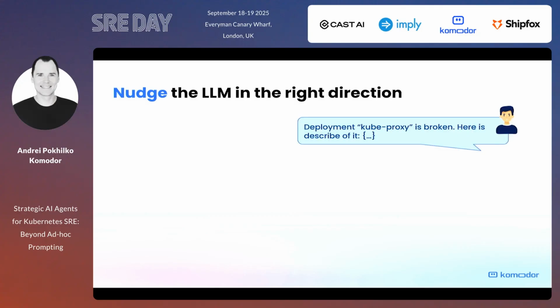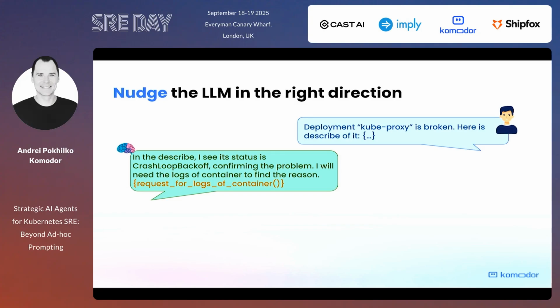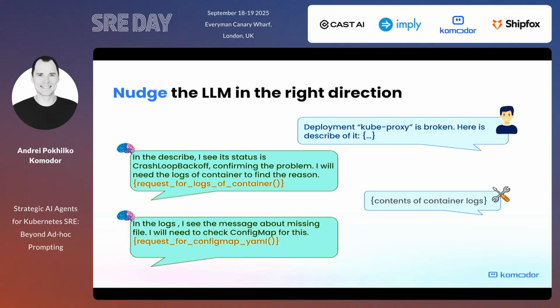Let's imagine the deployment is broken. Here's the describe of it. The human comes and says, let's say the system prompt explained that it's an SRE. The LLM says, okay, I see that the status is CrashLoopBackOff, so let me see the logs of the container. And the tooling mechanism brings the container logs. And then the LLM says, okay, in the logs, I see the message about a missing file. Let's see the config map. And it brings the config map. And then it continues like that until it finds the root cause and gives you the result.